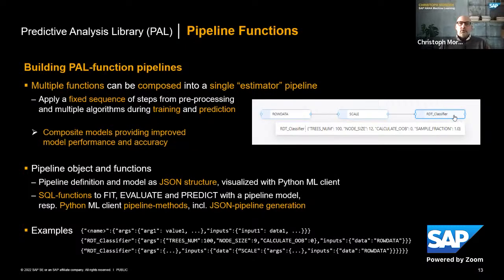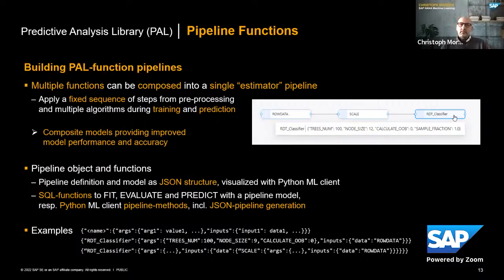So as you can see here on the right with the screenshot, we can compose multiple algorithms into a single function, pipeline function or estimator function, as I specified it here. So we're starting from the data input, we are scaling transformation step, some of the columns in our data set, and then applying a random decision tree classifier. And all that comes together into one model or one pipeline function.